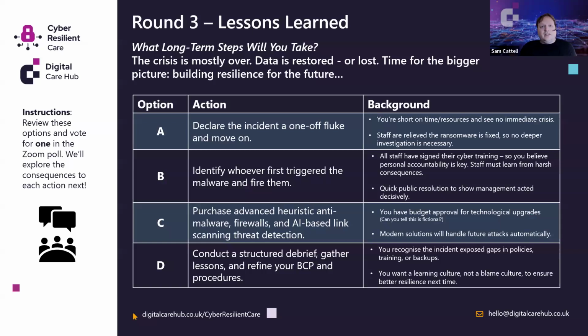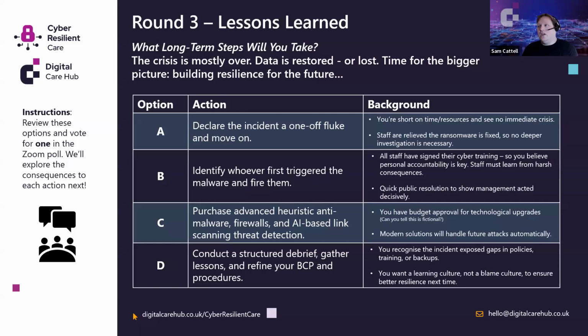So we're going to the final round now, which is lessons learned. What long-term steps do you take? So the crisis is mostly over. Data is restored or lost, depending how you went through it. And it's time for the bigger picture, building resilience for the future, so it hopefully doesn't happen again. Or if it does happen again, you can just brush yourself down and stand back up much quicker than you did the first time.